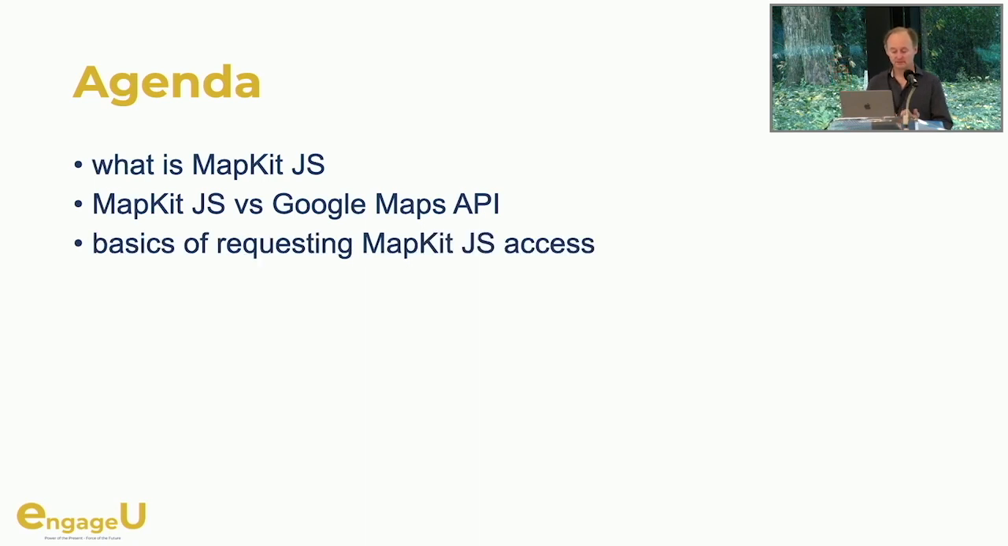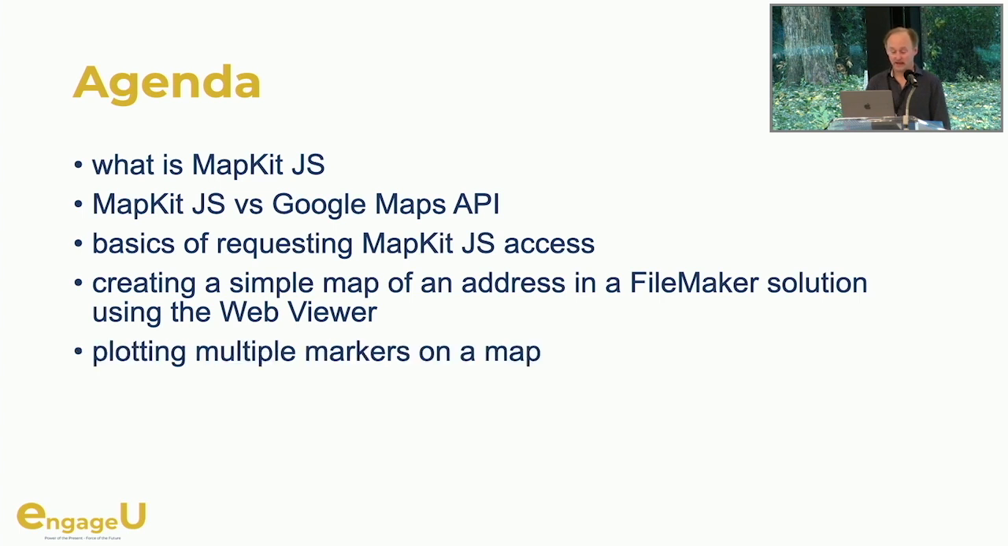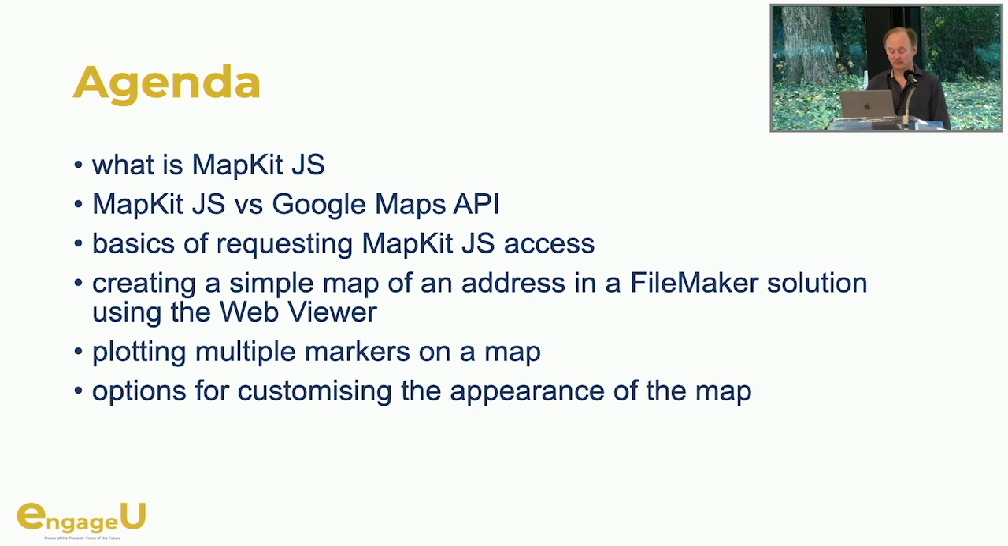We'll go through the basics of requesting MapKit JS access, and then we'll do some demos: how to create a simple map of an address that's in your FileMaker using the web viewer, how to plot multiple markers on a map, and then talk about some of the options for customising the appearance of the map.